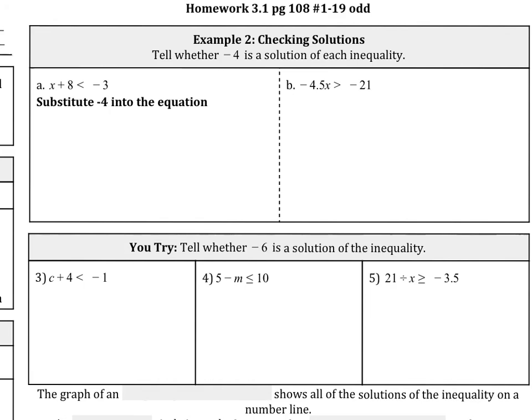Chapter 3.1, Example 2, Checking Solutions. Tell whether negative 4 is a solution of each inequality.